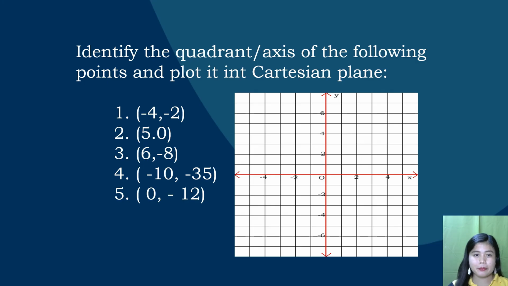Next, you have to identify the quadrant or axis of the following points and plot them in the Cartesian plane. I'll give you possibly 2 to 5 minutes to do this. Are you done? Let's check.